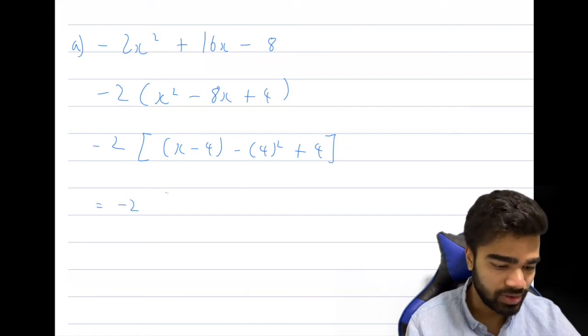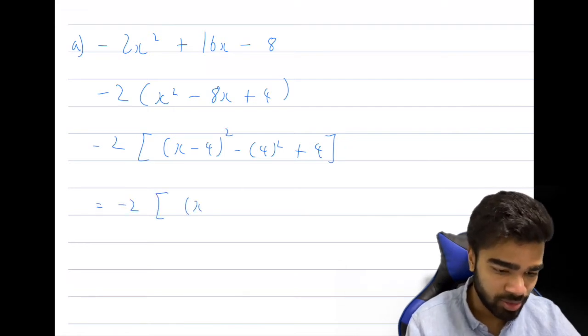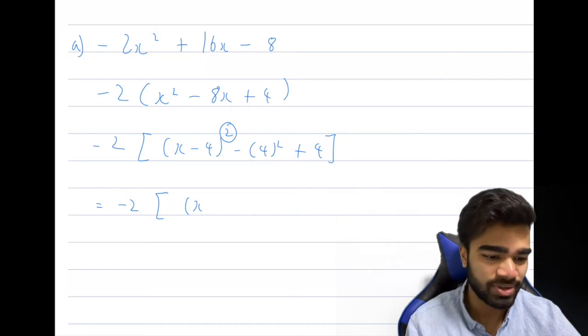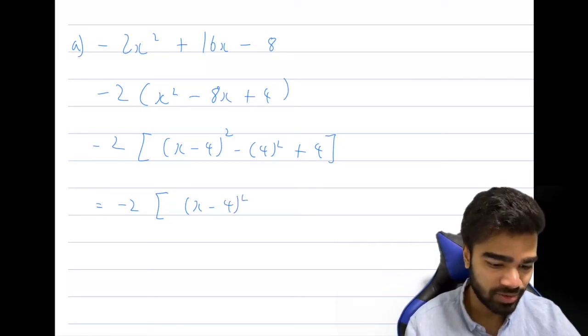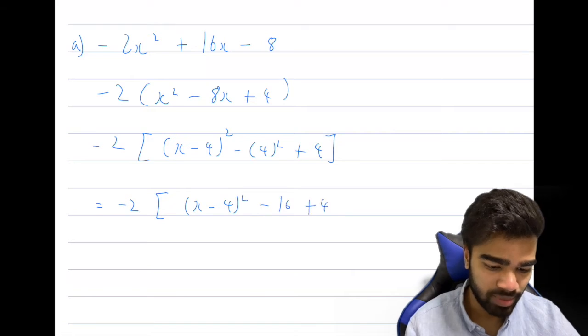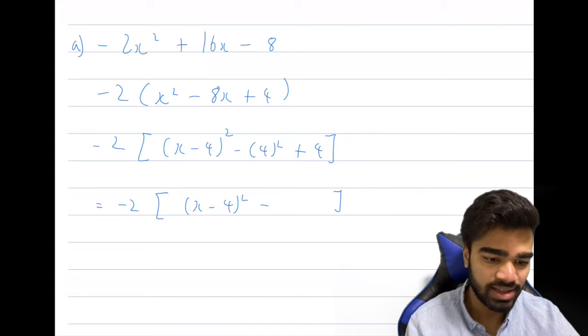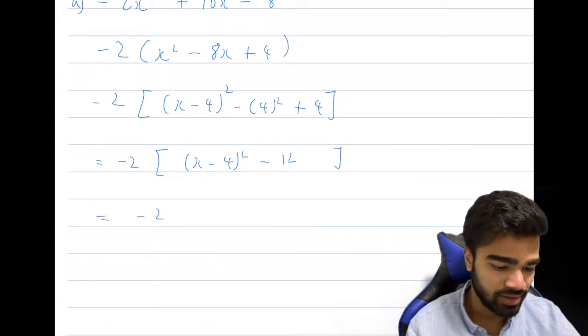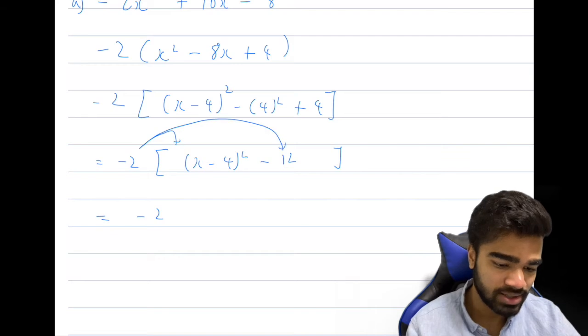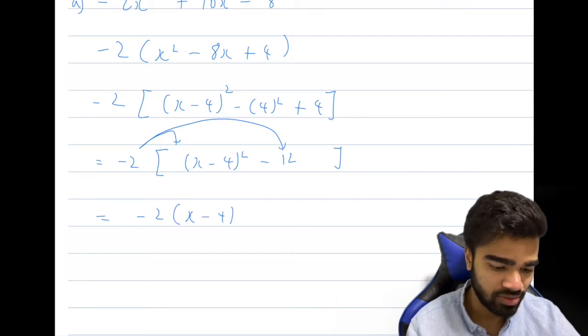So you have negative 2, oh, I forgot to put the square. I always forget to do this, guys. I always forget to put the square, so make sure you always do it, otherwise you're going to lose marks. So x minus 4 squared minus 16 plus 4. So negative 16 plus 4, I can just write as negative 12, right? So I'll just keep a step there. So negative 2, now you need to expand into the brackets like so, negative 2 (x minus 4) squared.